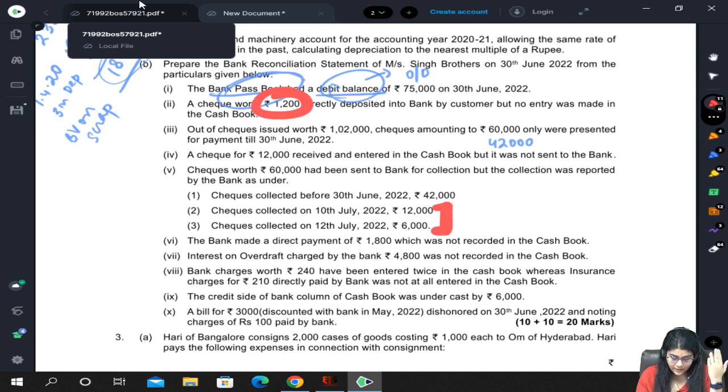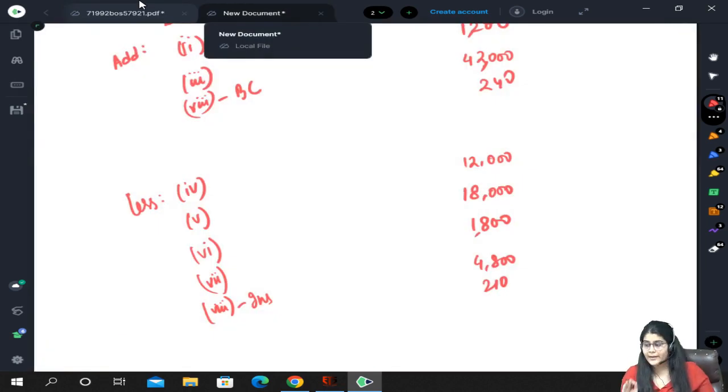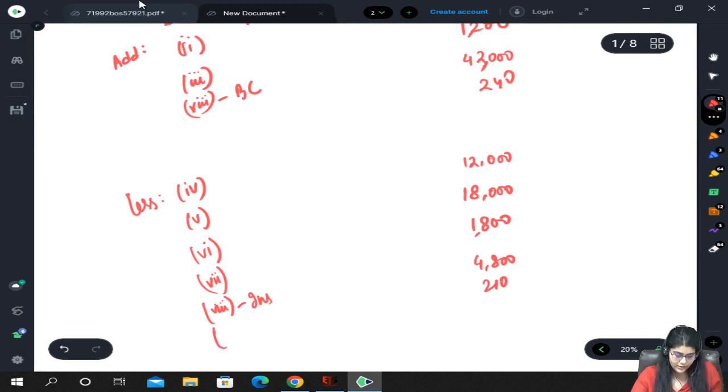Credit side of bank column of cash book was undercast by 6,000. Credit side of bank column means credit side is basically the payment side. In the cash book, credit side is the payment side and debit side is the receipt side. So we undercast by 6,000 our payments. So here also we have to do the same thing. We have to undercast our payments by 6,000, which means we will be showing a subtraction.